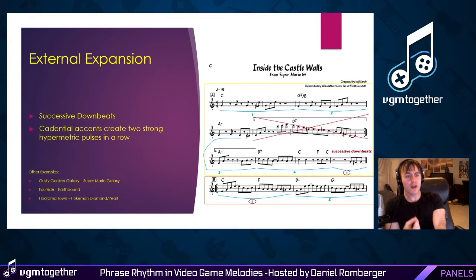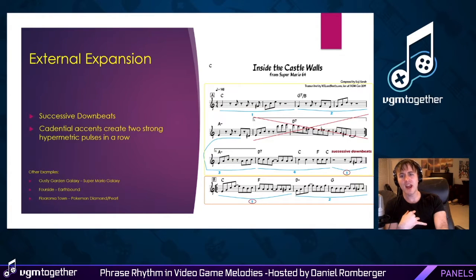I'll say as well that another situation where this occurs very often is when there is a pickup measure to the second phrase. So you notice there's a pickup measure here, and that's the case with Gusty Garden Galaxy as well. It's not always the case that you'll have a pickup measure in the second phrase in order to have successive downbeats, but that is a situation that often happens.